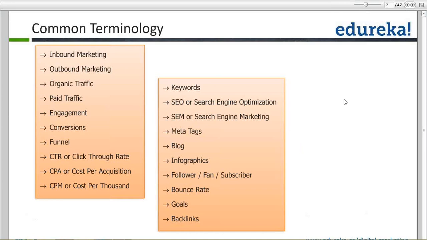Next is meta tags. Meta tags is nothing but just the text that appears beneath any link. So these are the tags which actually determine the search results and which help the search engine list your website, and which basically defines your website in a way.